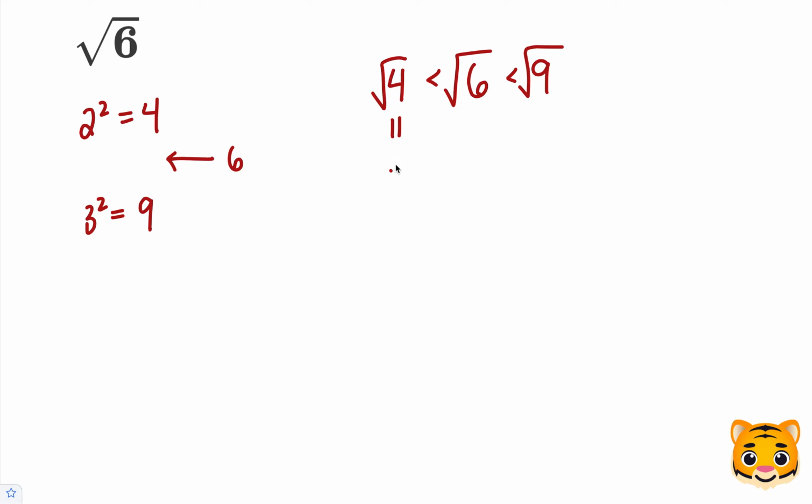The square root of 4 is equal to 2. That's because 2 squared is equal to 4. The square root of 9 is equal to 3. That's because 3 squared is equal to 9.